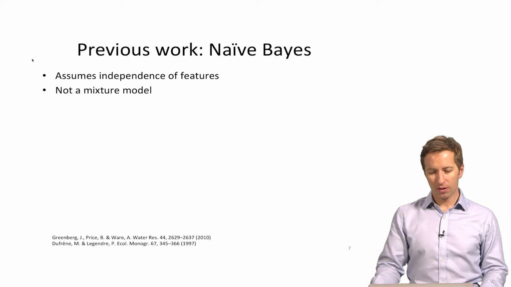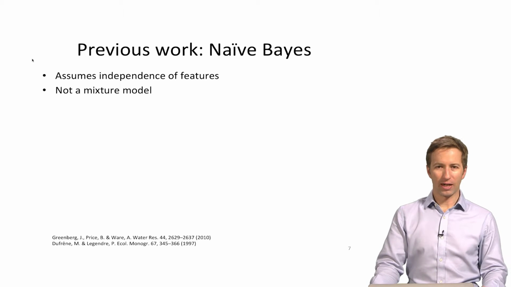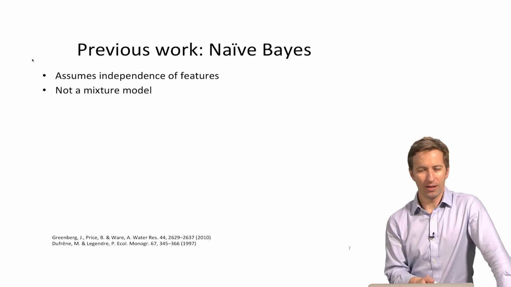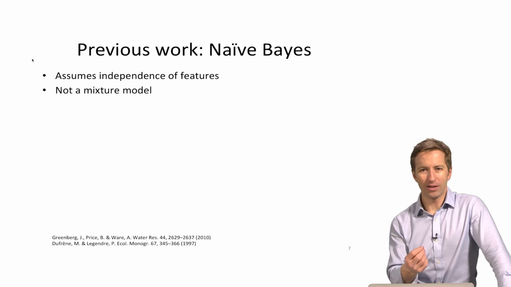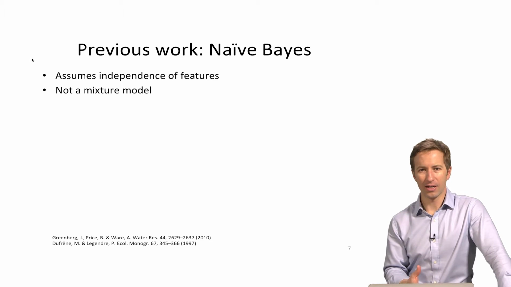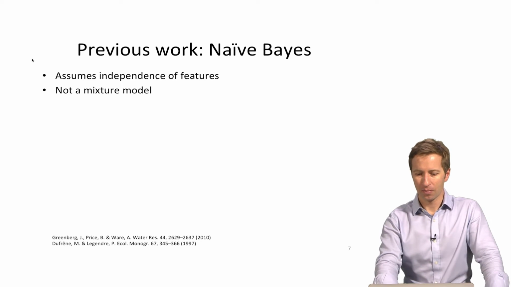The other work, the most sophisticated other work that had been done, was using naive Bayes to classify which community came from which, but this isn't really a mixture model. So naive Bayes is trying to predict the likelihood that the entire community came from one community or the other, not figuring out what fraction of the community came from those 2 different sources.